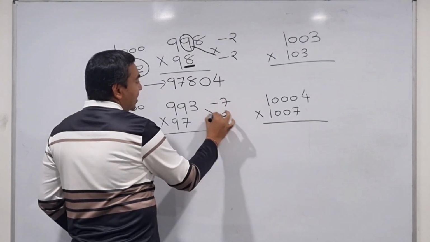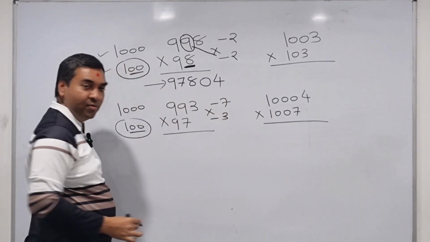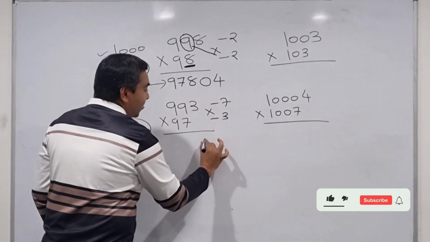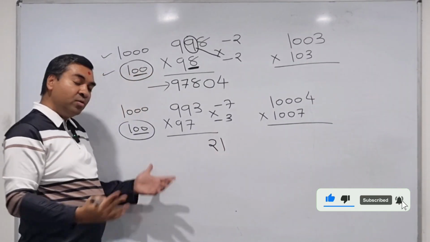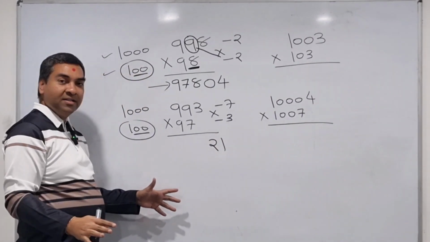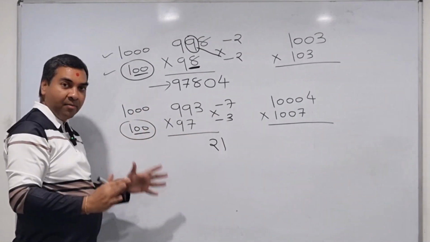Negative 7 times negative 3. Negative, negative, positive. 7 3s are 21. So 21 I can write down here. 21 is already a 2-digit number. I don't need to worry in the slightest. I can just write it down and I'm done.